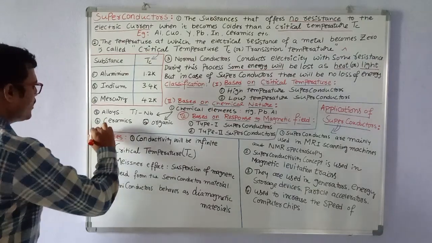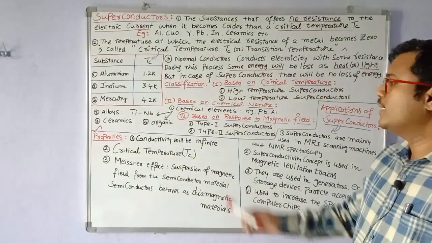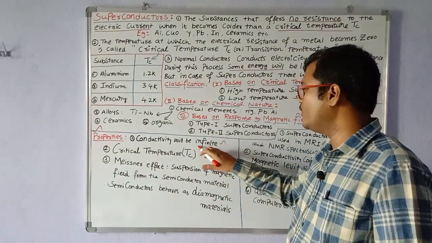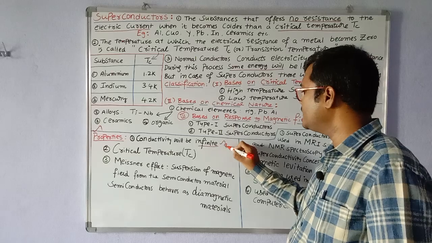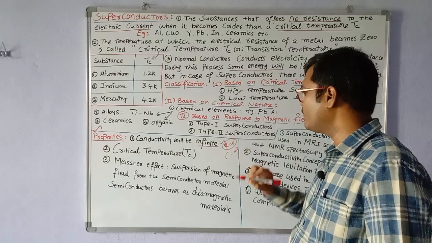Then what are the properties of superconductors? So superconductors, etuvanti properties chupistayi. So superconductors will have conductivity of infinite value. Because the resistance is 0, conductance is infinite.